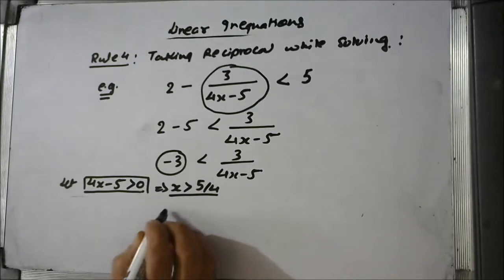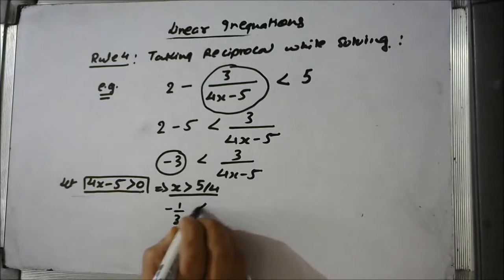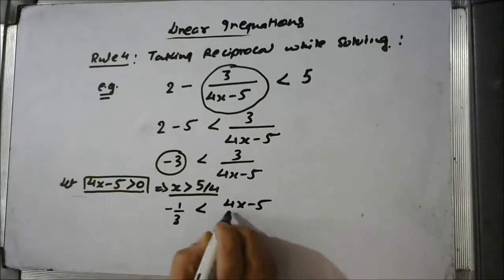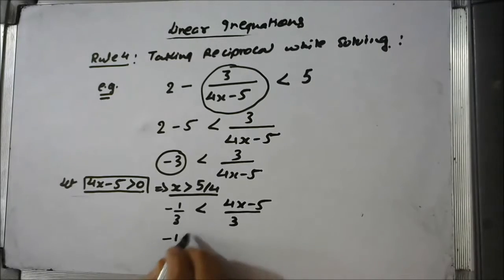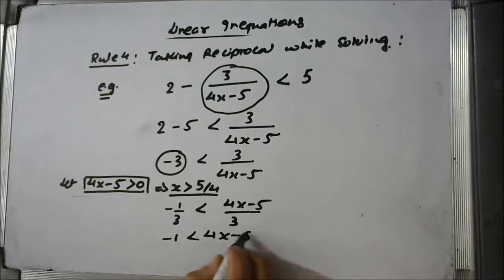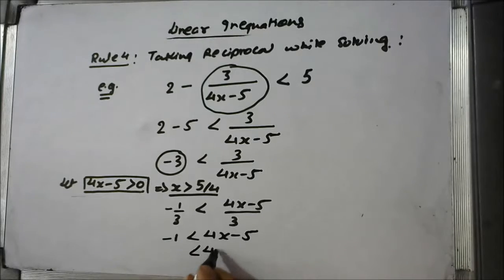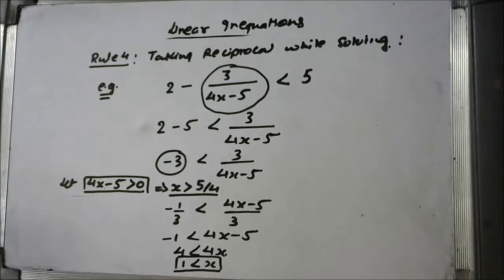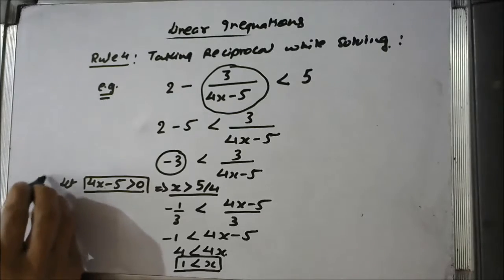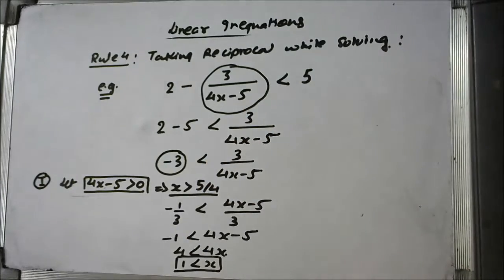So I will get minus 1 upon 3 is less than 4x minus 5 upon 3. Now I multiply both sides by 3 to arrive at this step, then transposition. Now I can divide both sides by 4. Now x greater than 1 is dependent upon the fact that 4x minus 5 must be greater than 0. Now this is the first case for solving this linear inequality.